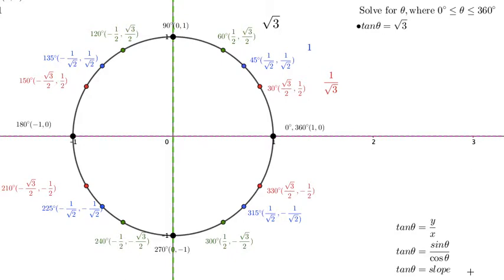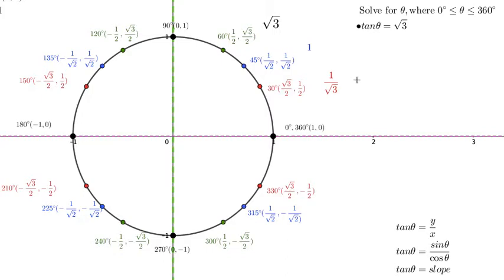So we constructed that table from previous lessons from 0 to 360 of sine theta, cosine theta, and tan theta. So we should have these values that reoccur all the time. Tan of 30 degrees is equal to 1 over root 3. Tan of 45 degrees is 1. Tan of 60 degrees is root 3.